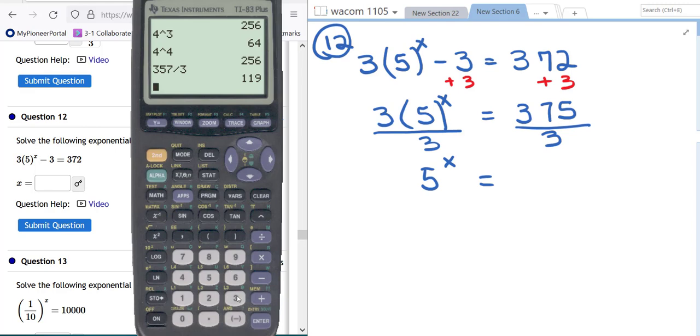And I transposed those numbers. Let's try again. 375 divided by 3 is 125.